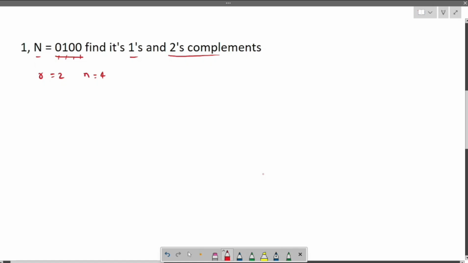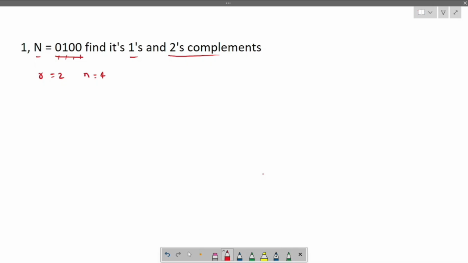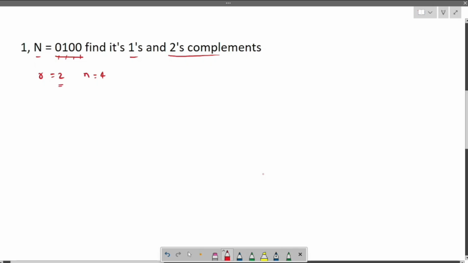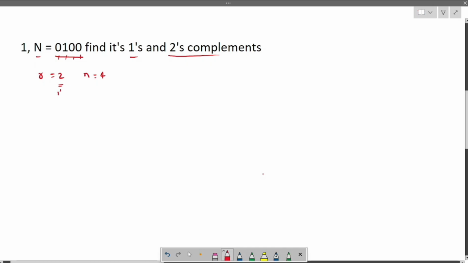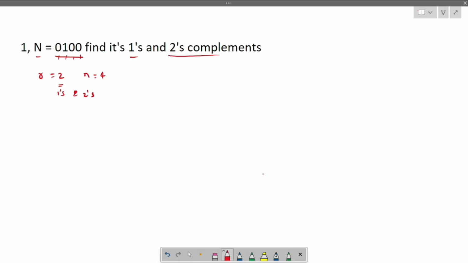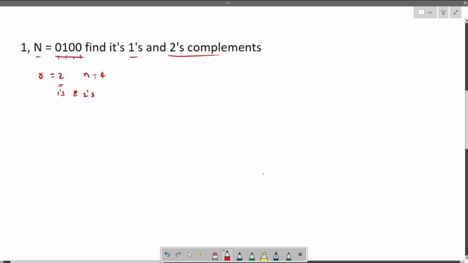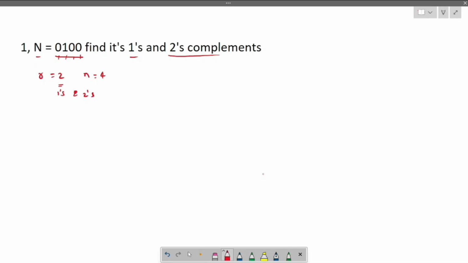Remember one thing: whenever we have a base, the complements will be (r minus 1)'s and r's. So if it is base 8, then we will have 7's and 8's. Now first let us discuss this question without the formula.